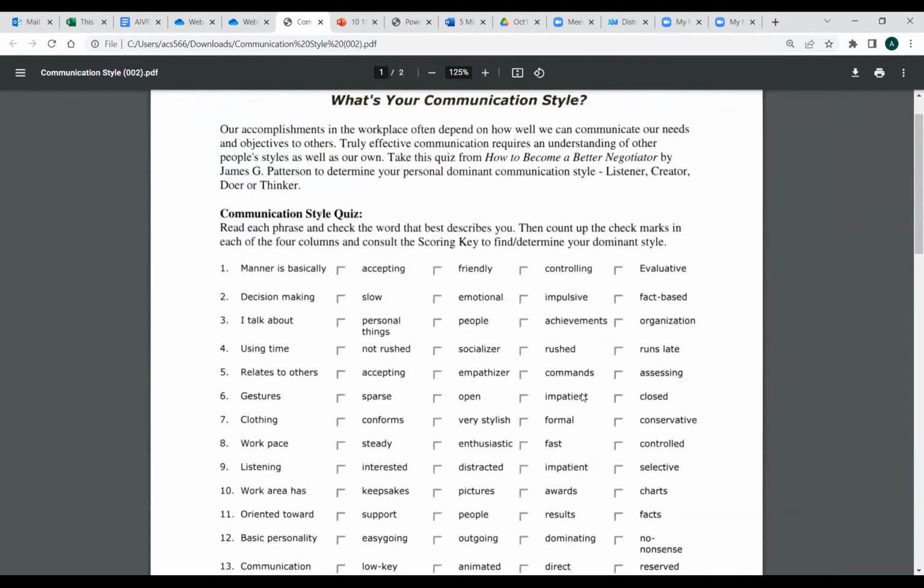Okay, I see at the bottom there, you total up your numbers. Yeah, and then there should be a second sheet that has the description of communication styles. Okay, so whichever column has the highest total is pretty much your communication style. That's who you are. That's your style. Okay, all right.